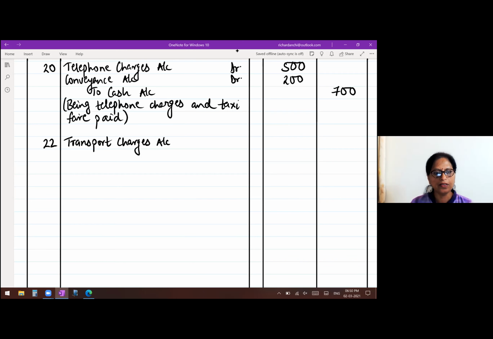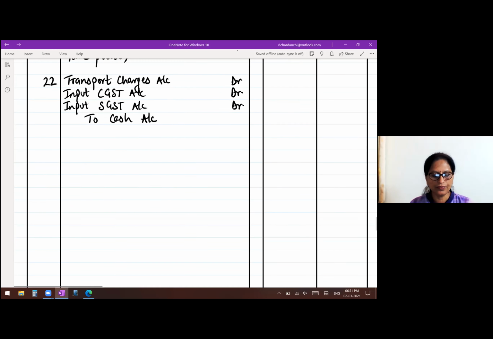Again, you are paying this with GST. So it is input CGST account, debit, input SGST account, debit, to cash account. Because you're paying, it's a nominal account, you're paying, so to cash account, cash goes out. Now, calculation, transport charges were 5,000. You can write in short, explain there, 5,000. Now, how much is GST?